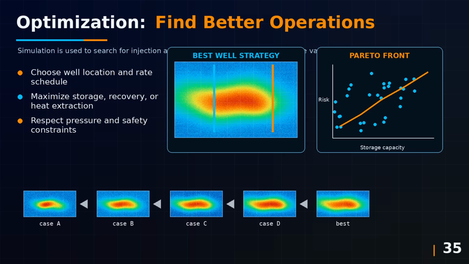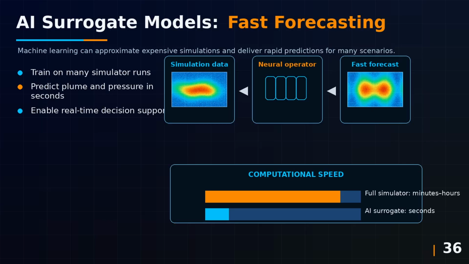Now that we understand optimization, find better operations, let us move to AI surrogate models. Fast forecasting. Reservoir simulation can be computationally expensive. A high-resolution model with multi-phase flow, geomechanics, geochemistry, or uncertainty analysis may take hours or days to run. If we need thousands of simulations for optimization or uncertainty quantification, the cost becomes very high. This is where AI surrogate models become useful.